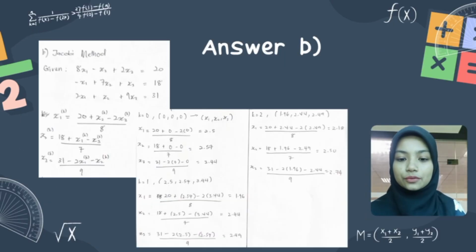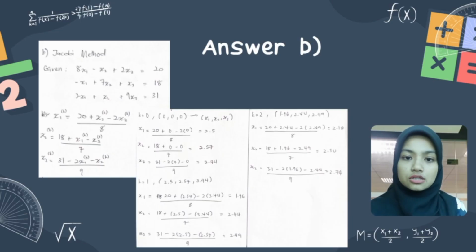Question B has to be calculated using the Jacobi method. The hand calculation is easier than the LU decomposition. With the Jacobi method, the answer for x1 is 2.18, x2 is 2.15, x3 is 2.74. The answers are not far away from the first method. The Jacobi method is easier and mostly fast to use to calculate this system.